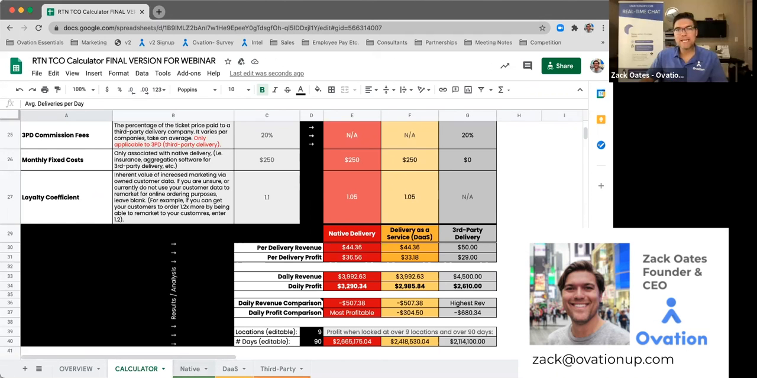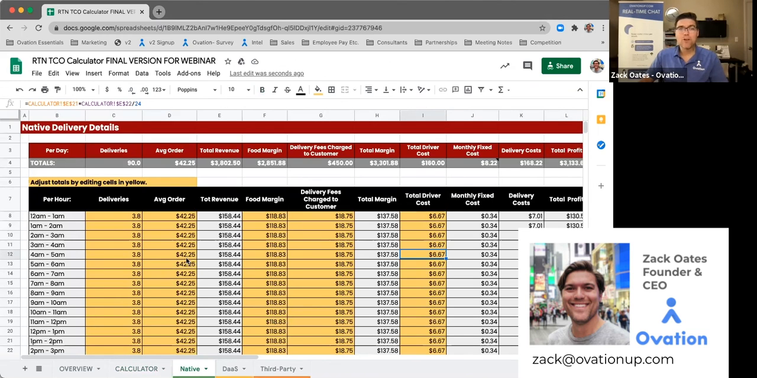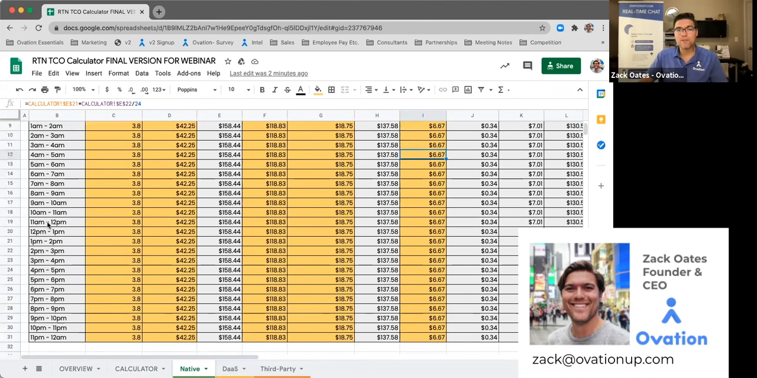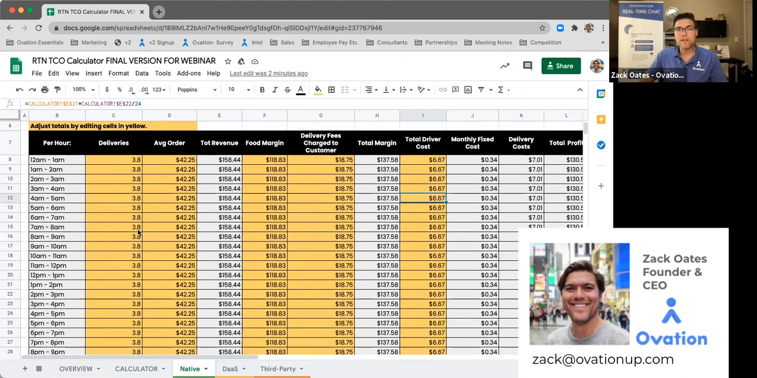And if you are interested in getting down into more depth, hour by hour, you can click into each of these native DOS and third-party tabs following the calculator and adjust the cells based on the hour. We have 24 hours here that you can adjust specifically for any of the factors that play into it.